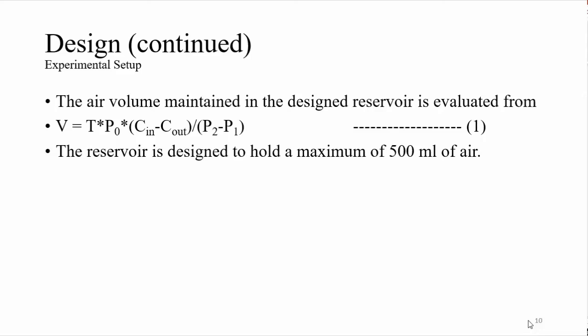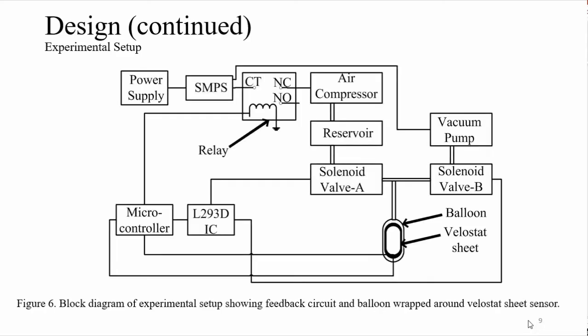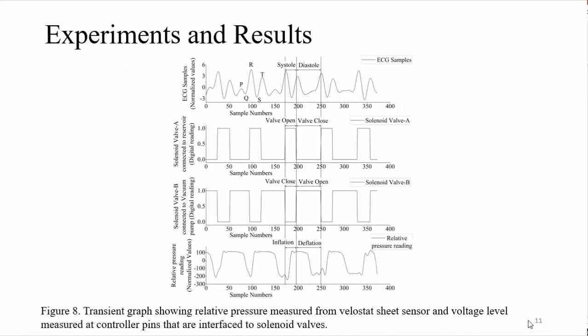2 liters per minute. So the reservoir that is required is 500 ml of reservoir. So the reservoir here is going to be a 500 ml reservoir. So this is our experiment that we calculated. This is the ECG that we acquired. This is going to be a R and T. This is the systole region.